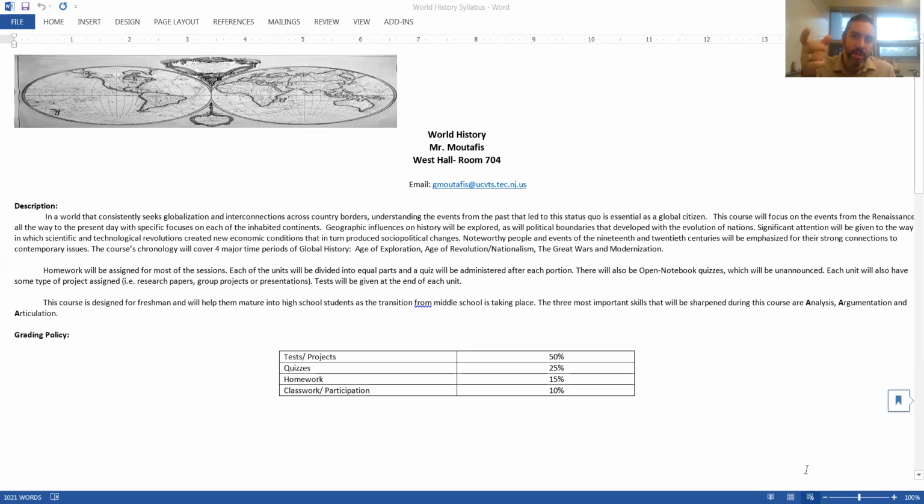So the idea is very simple. By having the students create something, it gives them a window of opportunity to show what they know, to create something to illustrate what they've learned from the unit.